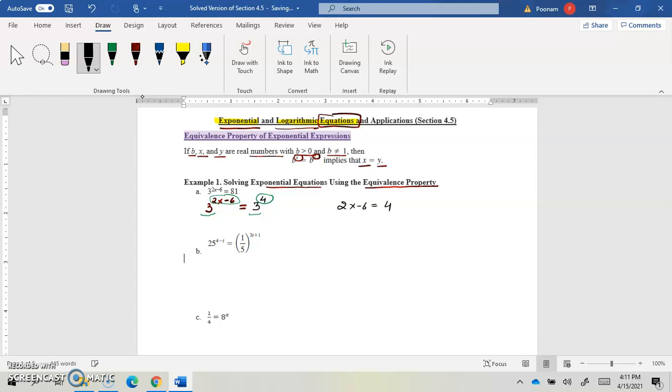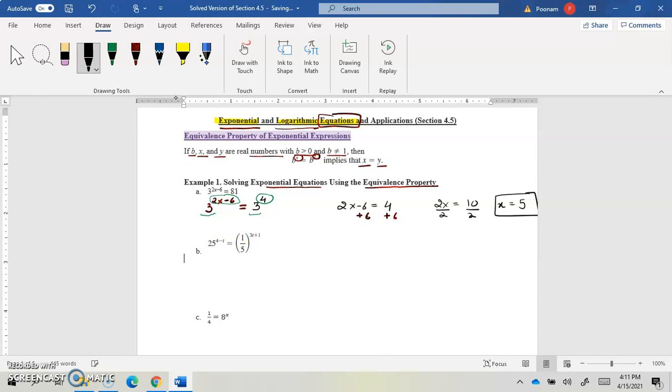Now this becomes a simple linear equation which can be solved by isolating x. We can add 6 on both sides. That would become 2x is equal to 10. We can divide by 2 on both sides. That will give us x is equal to 5. So that is the solution, meaning the value of the variable which satisfies the given equation. So x is equal to 5 is the solution to the given exponential equation.